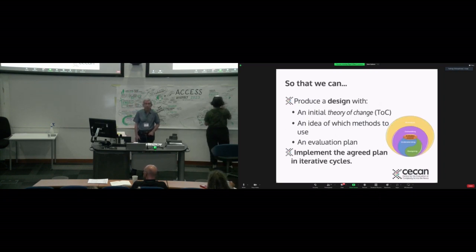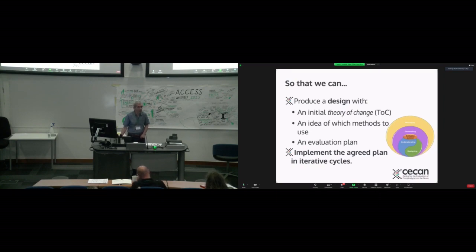With all of that, we can produce an evaluation design that is based on a theory of how things change, a theory that we can then test in our evaluation, together with a set of methods about how we might test each of the mechanisms or processes that we imagine are happening. And to do this in a way that is iterative, that allows for the possibility of change as we understand more of the system that we're evaluating, and indeed as the system itself changes, adapts and evolves.